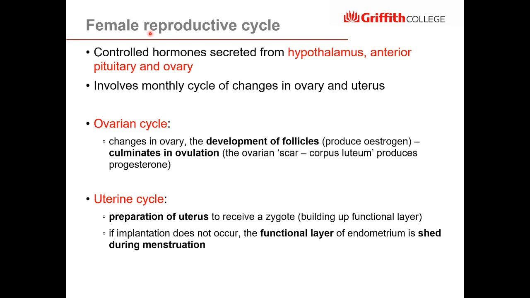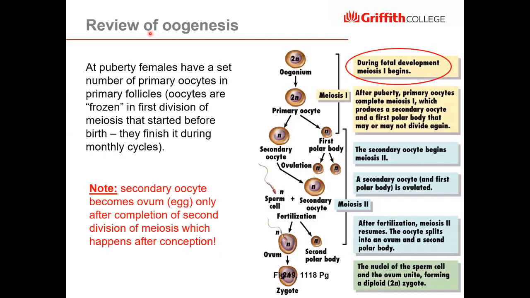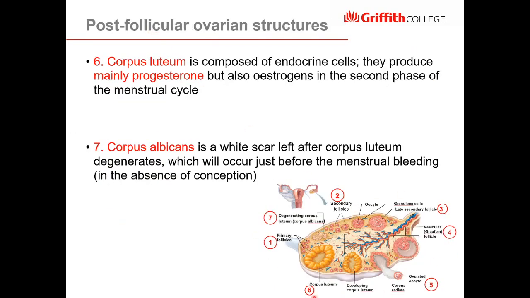We have the ovarian cycle, which is what we've already covered. This is the development of the primary follicles, the secondary follicles, leading to the release of that ovulated ovum, which will then cause formation of the corpus luteum and the corpus albicans if there is no conception. So that is the ovarian cycle, which, just to clarify, is what we were discussing down here.